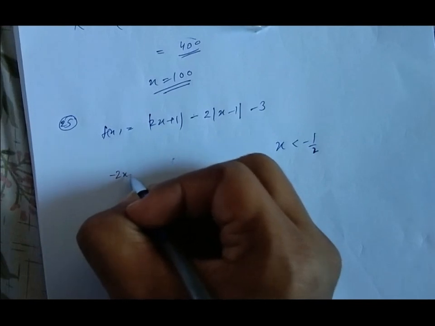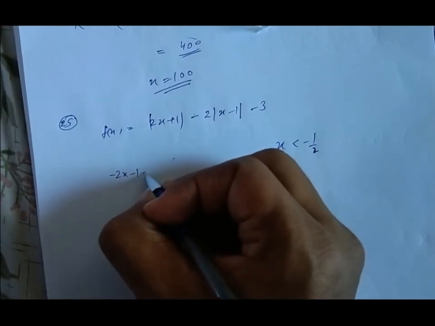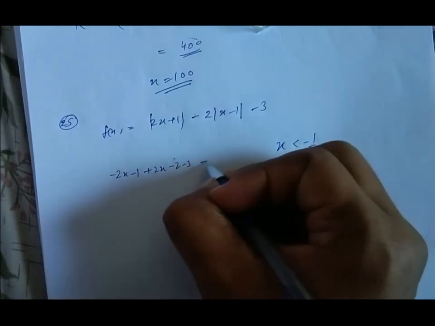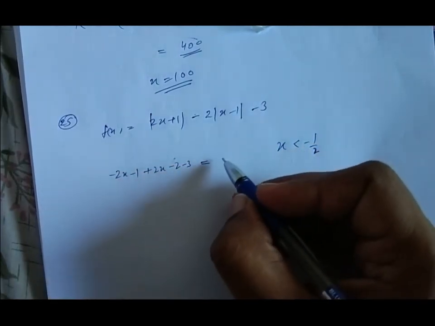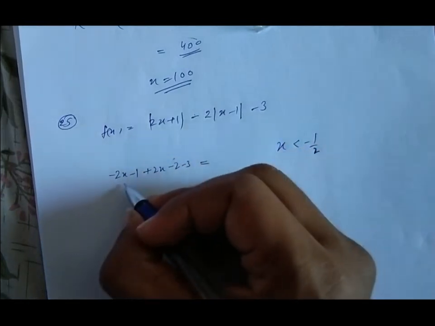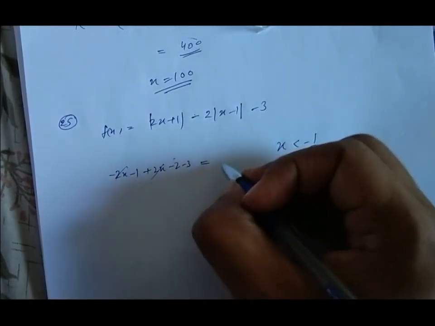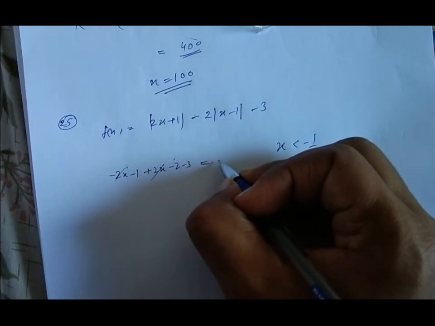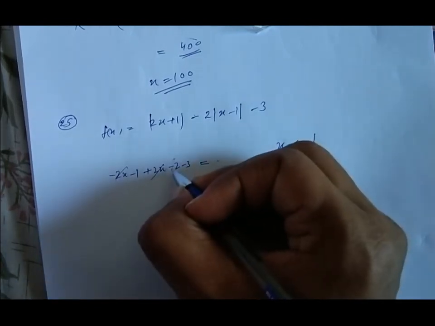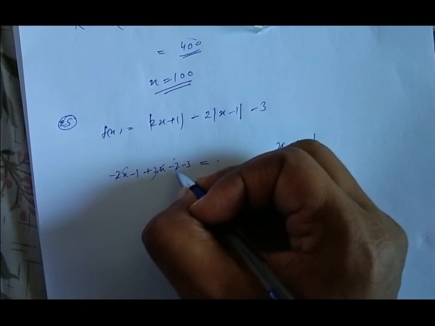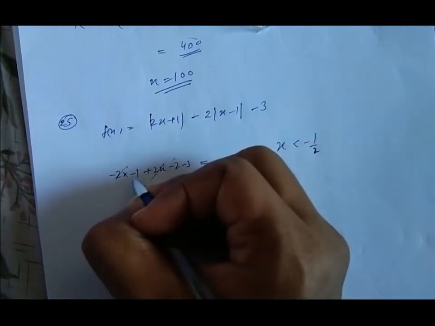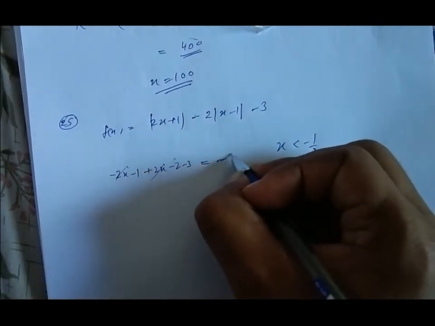So minus 2x minus 1 plus 2x minus 2 minus 3 is equal to minus 5. Okay, sorry, yeah, that's correct. So this would be minus 6.